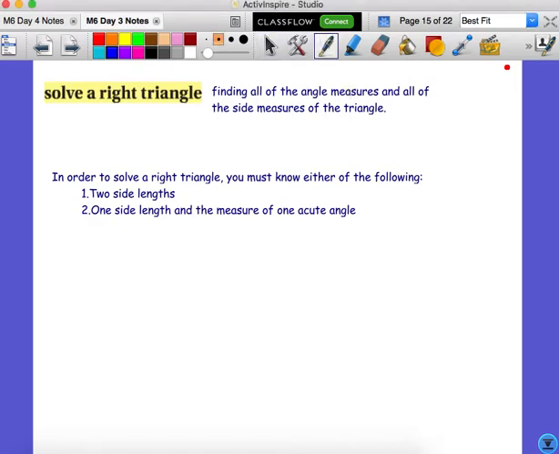So to finish our notes for today, to solve the right triangle, what we're really trying to do is find all of the missing angle measures and all of the missing side lengths. But in order to do this, we either need to know two of the sides of the triangle or one side and one of the measures of an acute angle. So in other words, we really need two pieces of information to help us be able to solve.